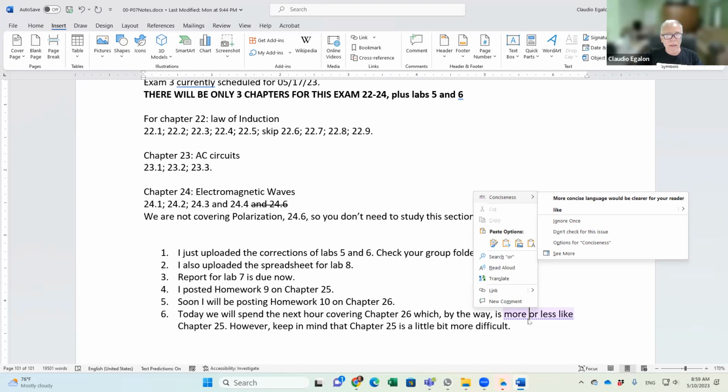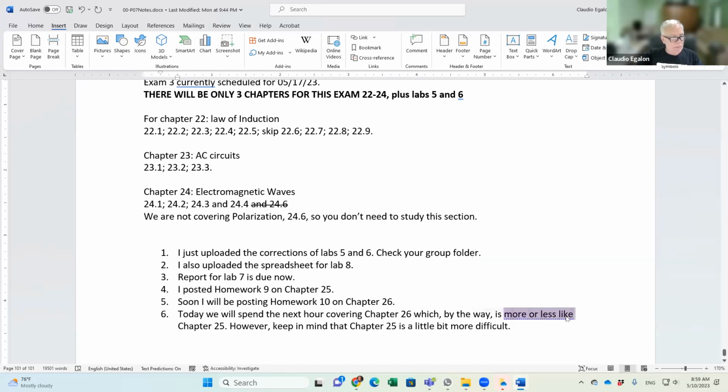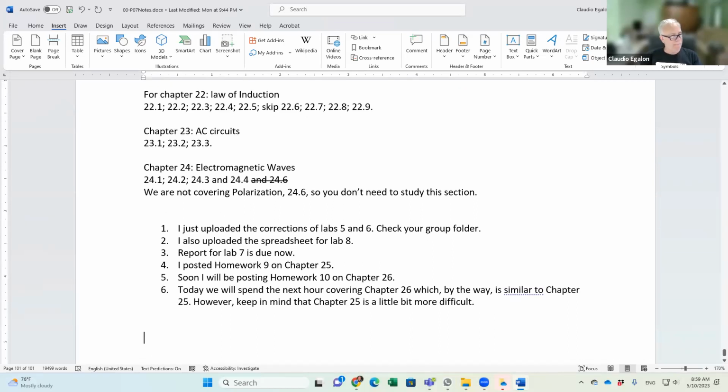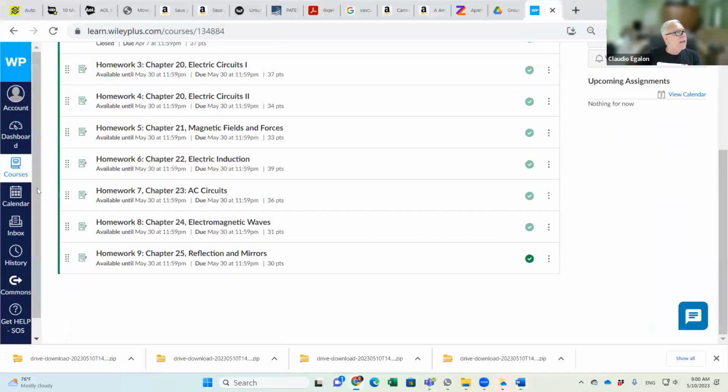Which is similar. Let's see. Similar to chapter 25. Let's leave it this way. Today you spend the next hour covering chapter 26, which, by the way, is similar to chapter 25. Okay, and I will also give you some additional hints about the extra credit, right? But first, let's cover chapter 26.